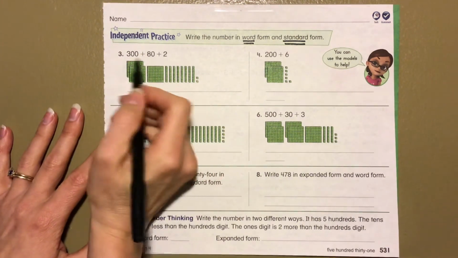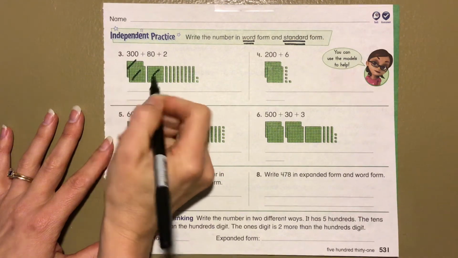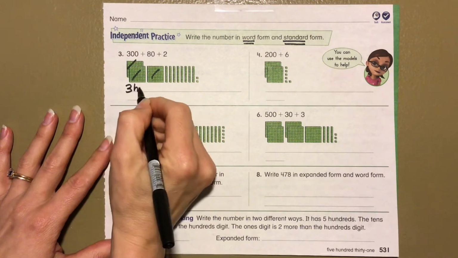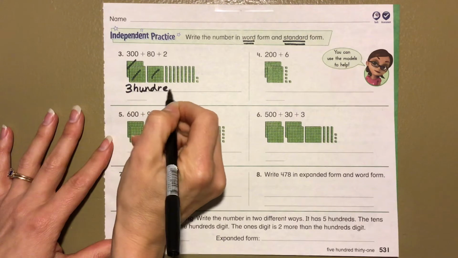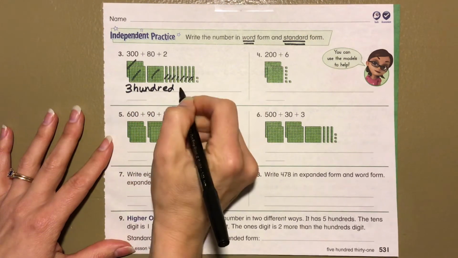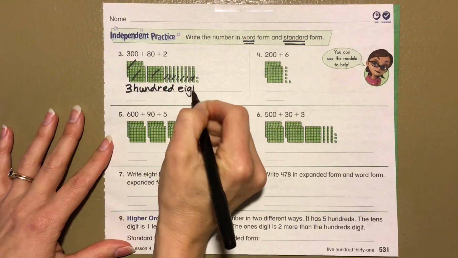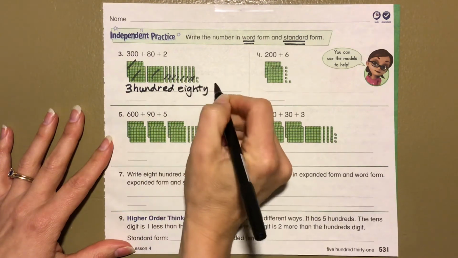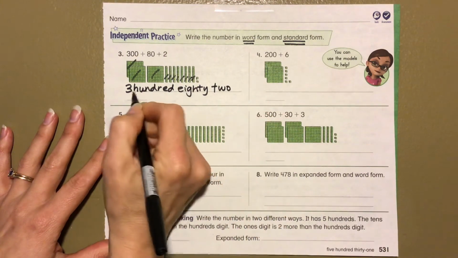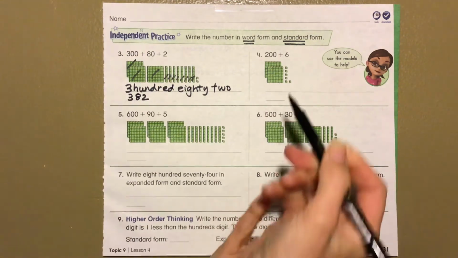All right, so let's take a look at this 382. So I'm going to go 1, 2, 3, 300, 10, 20, 30, 40, 50, 60, 70, 80, 82, or 382. Okay, let's look at our next one here.